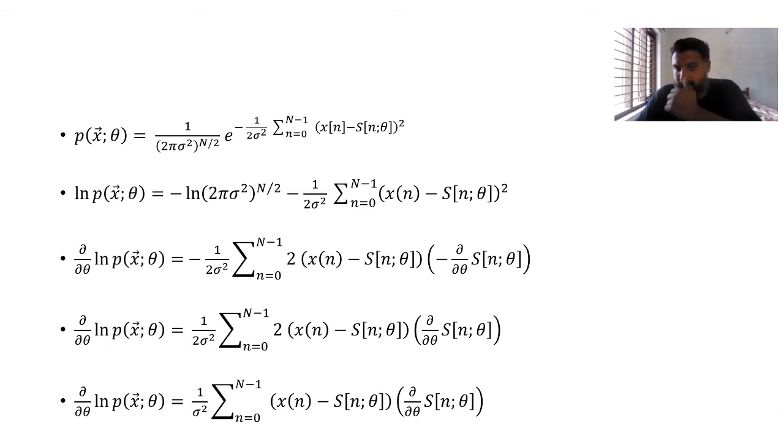I will take the second derivative of this equation, and what I will do is I will take the 1 by sigma square outside. So this becomes dou by dou theta of x of n minus s of n of theta into dou by dou theta of s of n of theta. That changes to minus dou by dou theta of s of n of theta into dou by dou theta of s of n of theta plus x of n minus s of n of theta into dou square by dou theta square of s of n of theta.